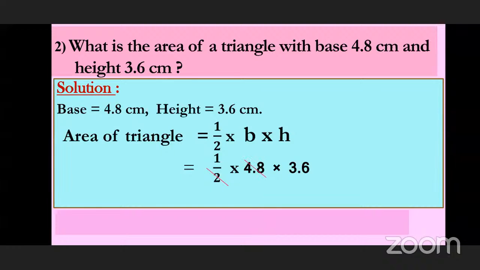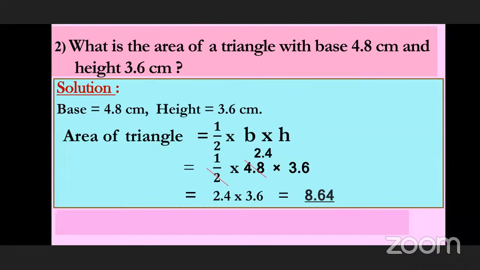So we will divide 4.8 by 2. So we will get 2.4. Then we will multiply the numbers. Okay. So it will be 2.4 and 3.6. So the answer that we got is 8.64. So is the answer correct?